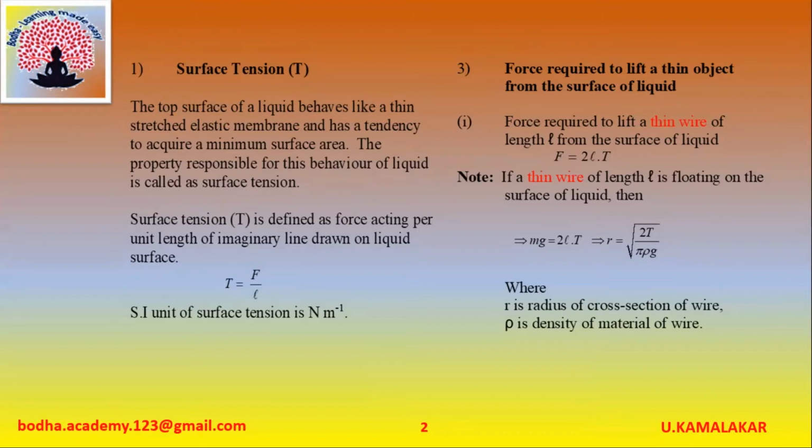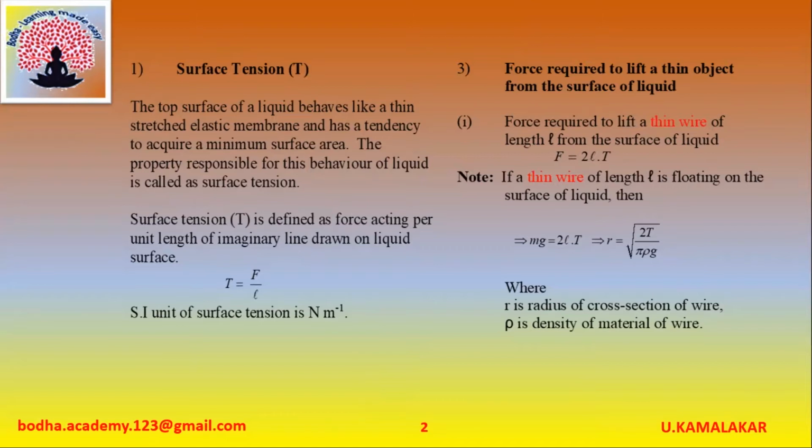Surface tension is defined as force acting per unit length of imaginary line drawn on liquid surface. That is, surface tension T is equal to F by L. SI unit of surface tension is Newton per meter.